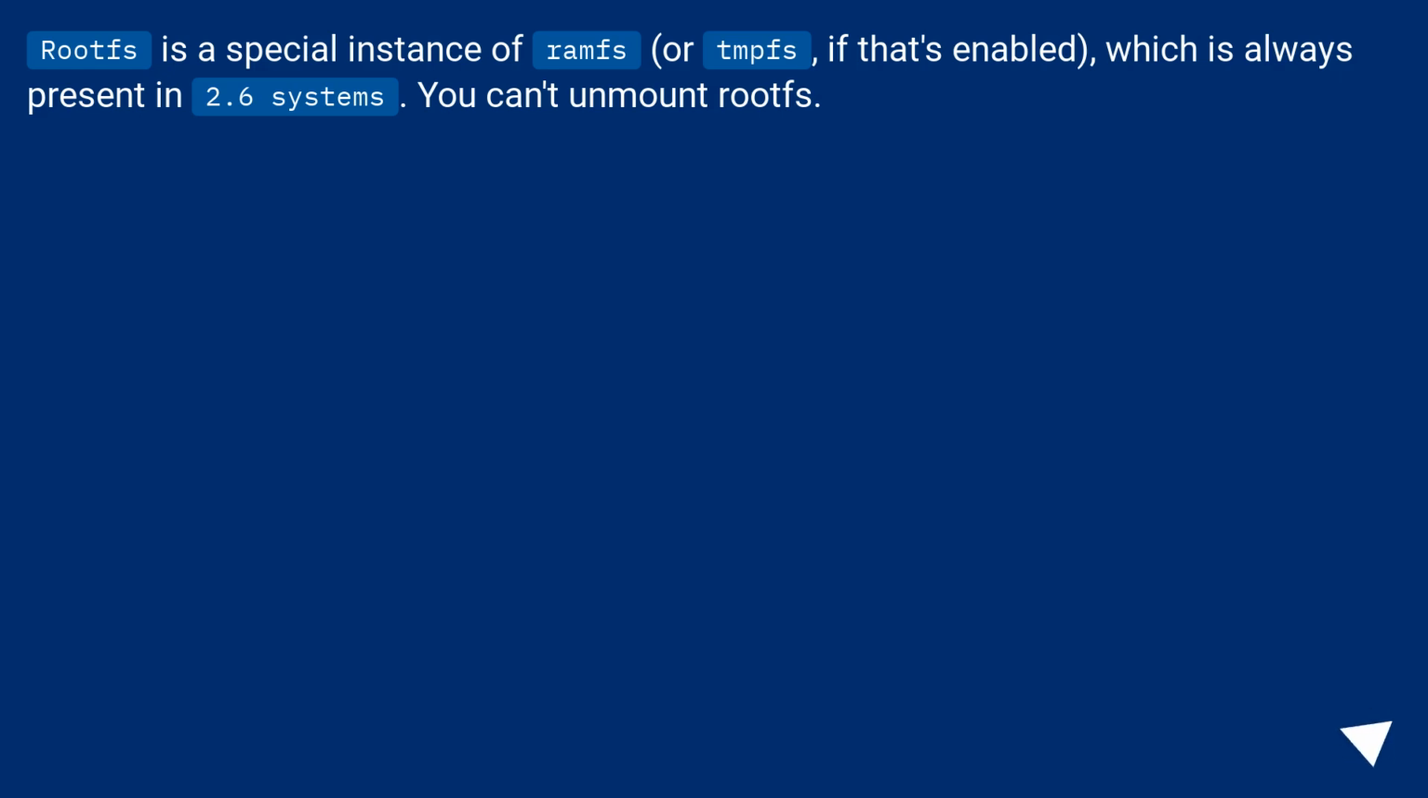Rootfs is a special instance of ramfs, or tmpfs if that's enabled, which is always present in 2.6 systems. You can't unmount rootfs.